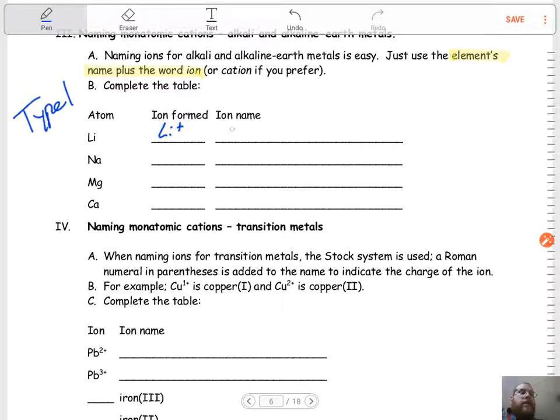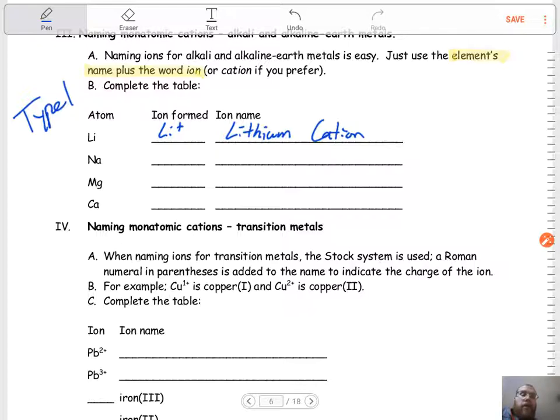Is we're just going to take the element's name, which is lithium, and then we're going to put the word ion after it. Or if we wanted to, we could put cation. Same thing. I don't care which one you put, they mean the same thing, because lithium only forms one ion. All right, that's it. So type 1, it's pretty simple.